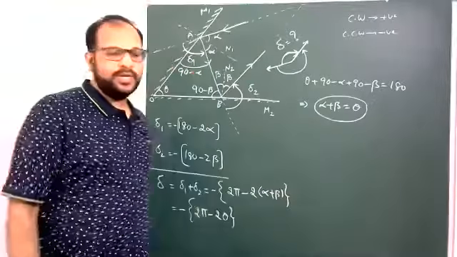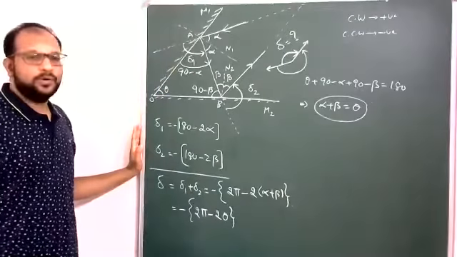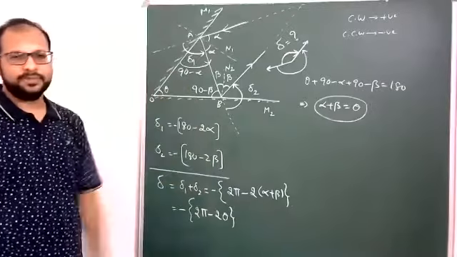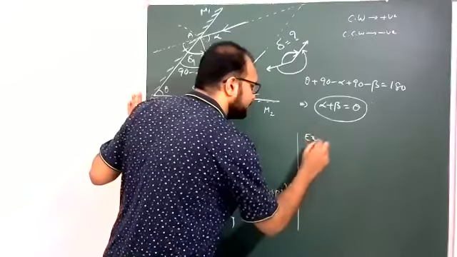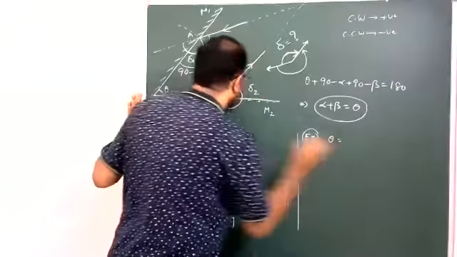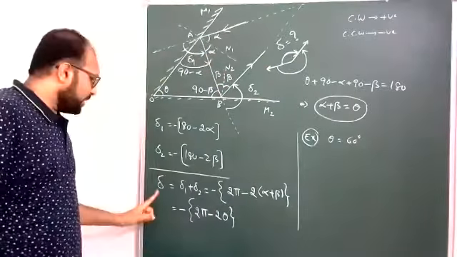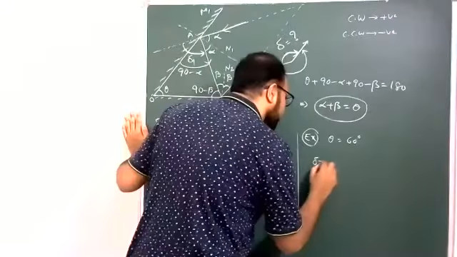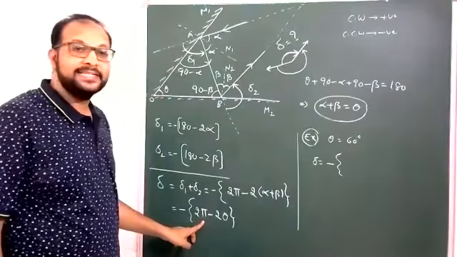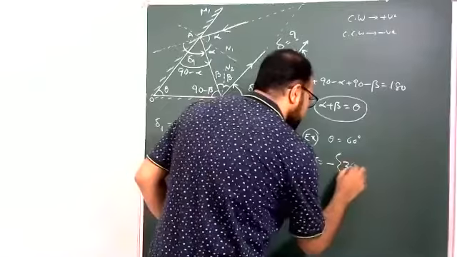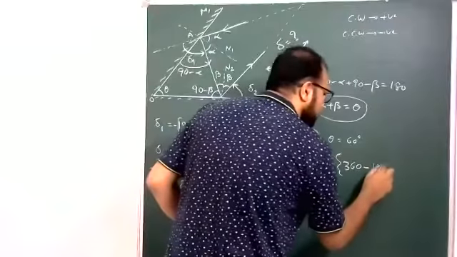Yes, now one example, students. Suppose theta equal to 60 degrees. Here I am giving the example now. Theta equal to 60 degrees I am taking. Then what is delta now? Delta equals minus 2 pi, that is 360, minus 2 into 60, that is 120.